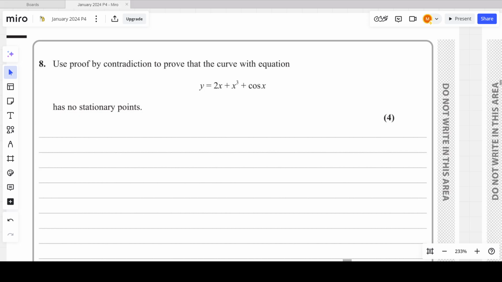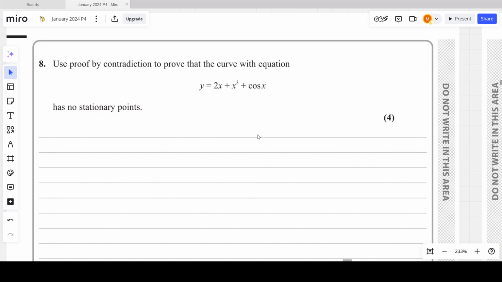In this video we will be solving question number 8 from the P4 January 2024 paper. You can see question number 8 is basically from proof by contradiction, which is discussed in the very first chapter of your P4 textbook. Okay, so let's get started.